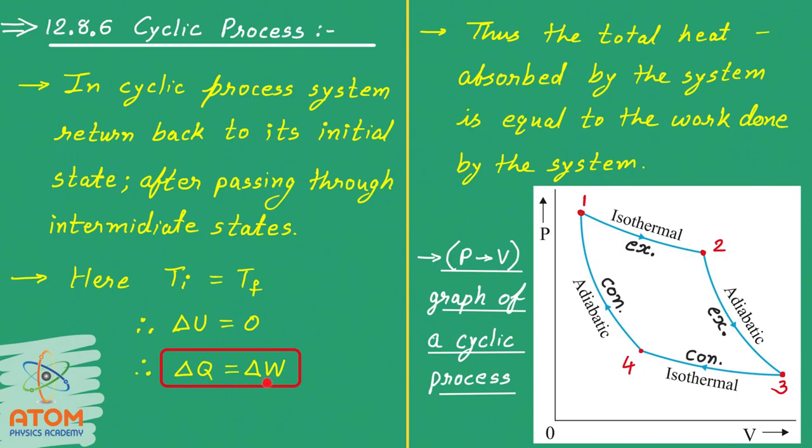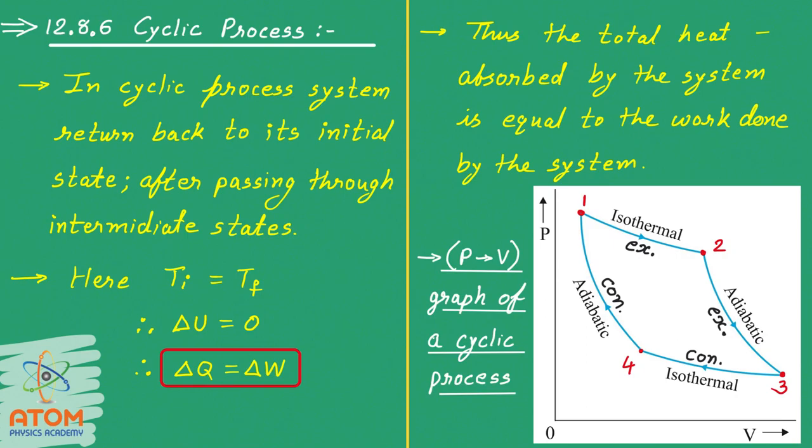Now delta Q is equal to delta W means what? Delta Q is the heat absorbed by the system and delta W is the work done by the system. So we can say that here in cyclic process, the total heat absorbed by the system is equal to the work done by the system. Just for a reference, here is P versus V graph of a cyclic process.